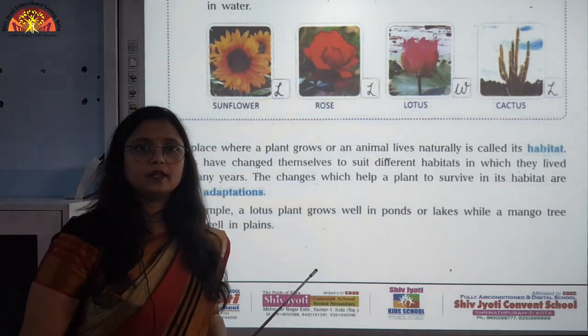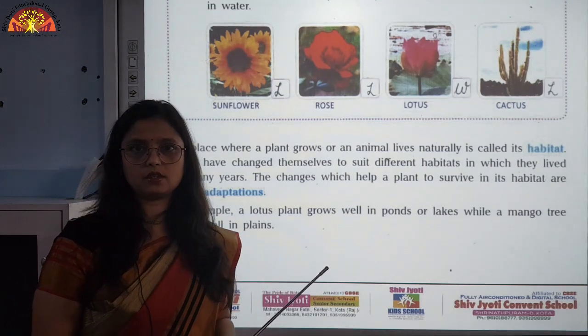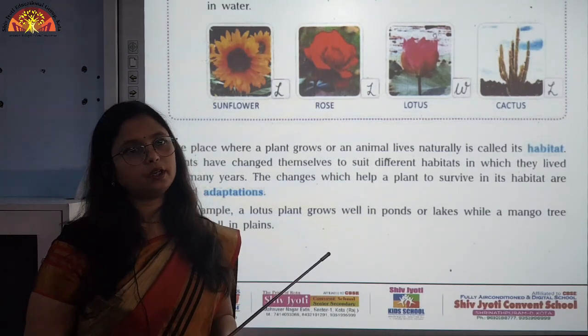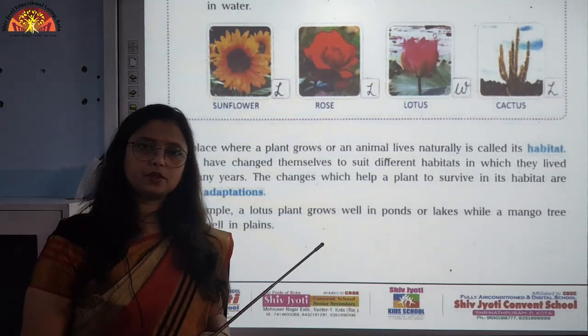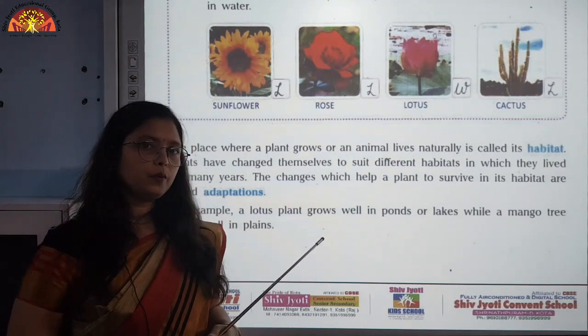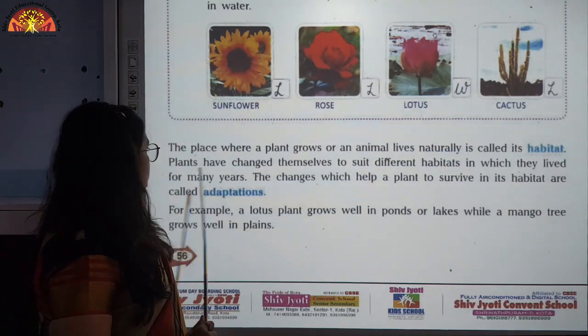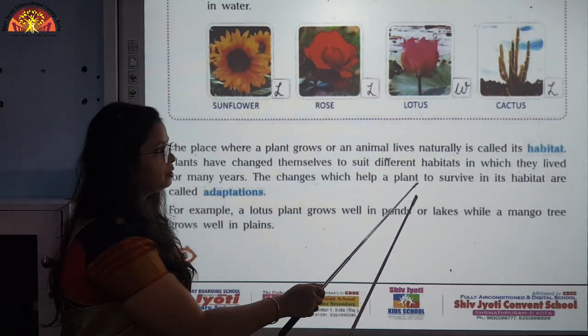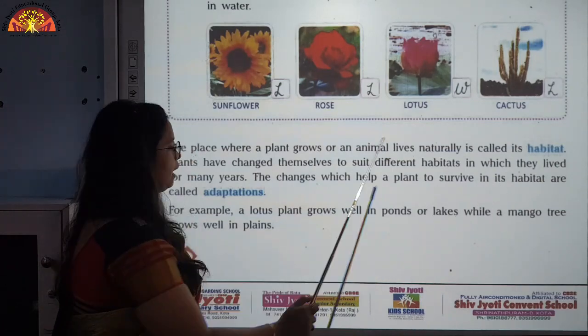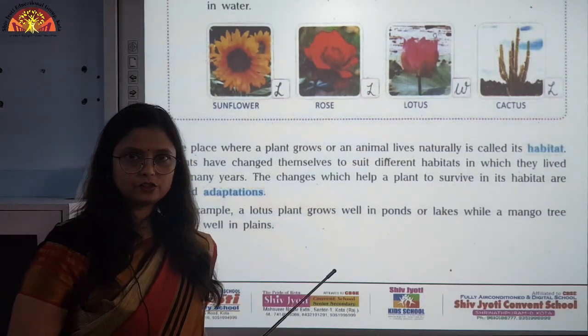Now students, these plants and animals, they have developed some changes to survive well in their habitat. Now in this chapter we will discuss only the changes of plants. So we will discuss only adaptations in plants. So students, the changes which help a plant to survive in its habitat are called adaptations. Now, is it clear to you all?